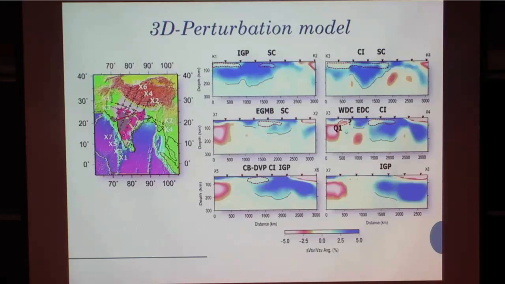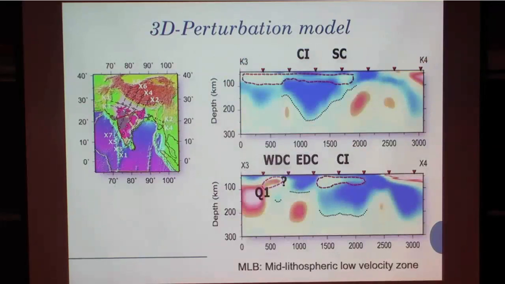And I only show 2 examples. On this cross-section, we have this low velocity zone around 80 kilometers, and we see this keel here, which is a K3, K4, which is an east-west profile, and we see this very fast velocity body. And it's not always the case. We don't understand some of the features, but we see that all cratons do not have the same thickness.